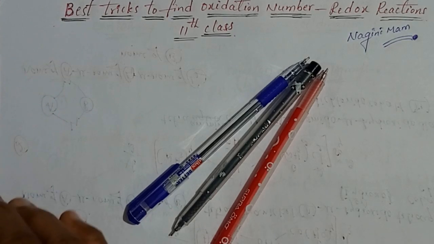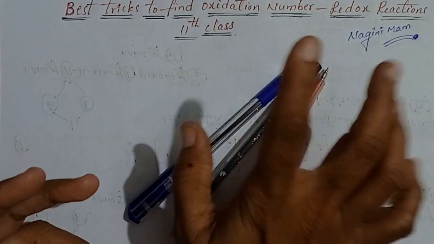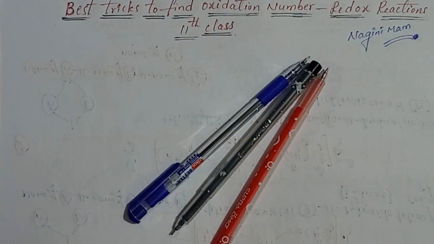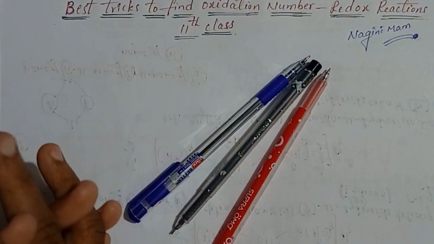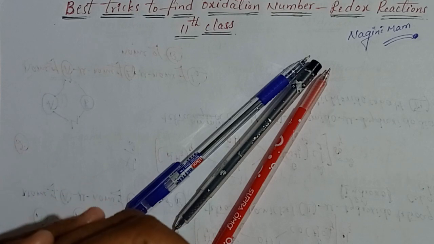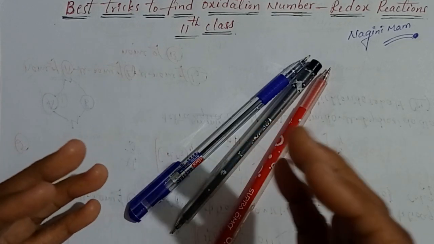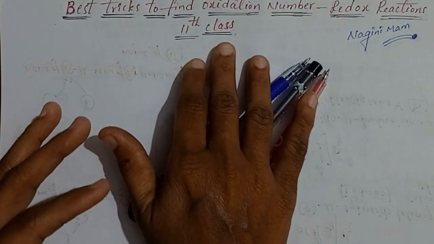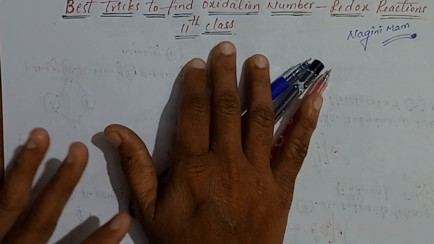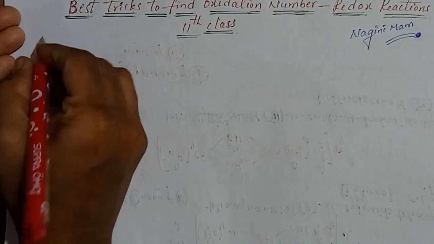Thank you, students. In today's session, I'm going to discuss the oxidation number topic from Redox Reactions. Here, I will give the best trick, students. You can easily find the oxidation number of any element in a molecule. This is a topic from 11th class, known as first PUC. Now, first one, trick number 1. What is trick number 1?